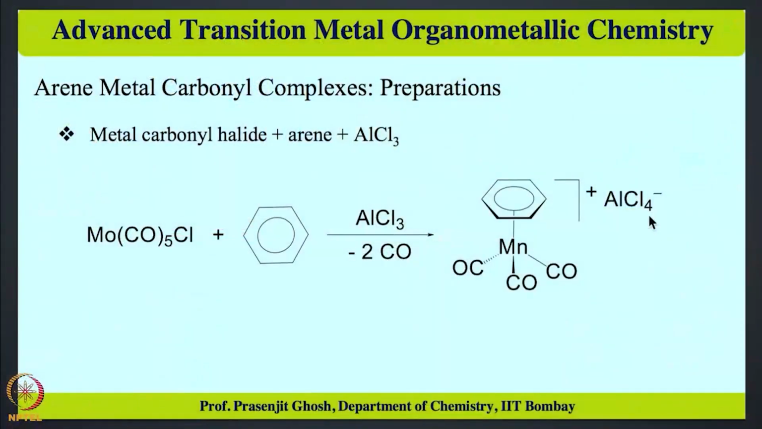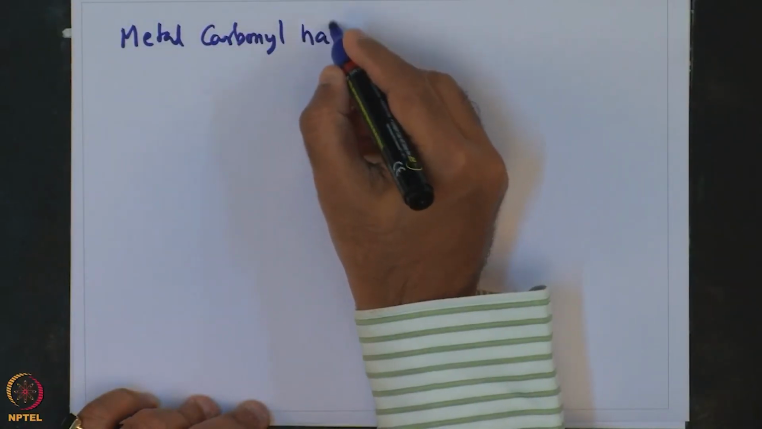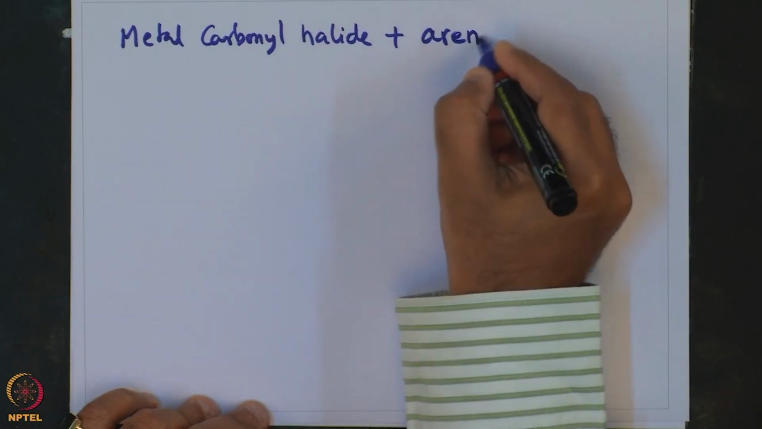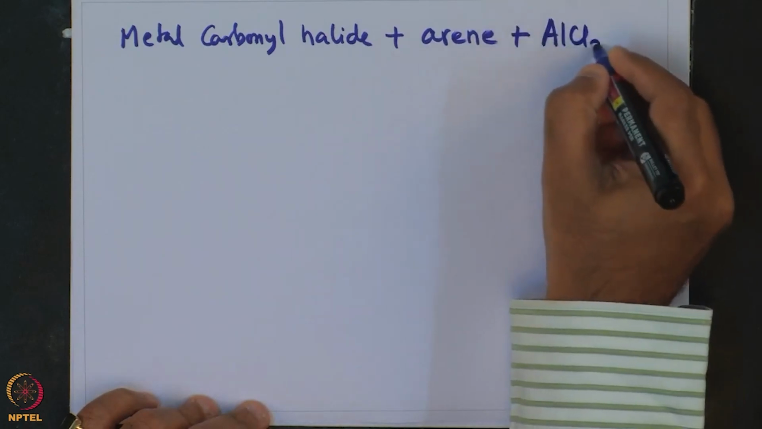arene carbonyl complexes. And the next reaction that comes to mind with regard to preparation of these complexes is the direct reaction of metal carbonyl halides with arenes in presence of AlCl3. So, metal carbonyl halide plus arene plus AlCl3.